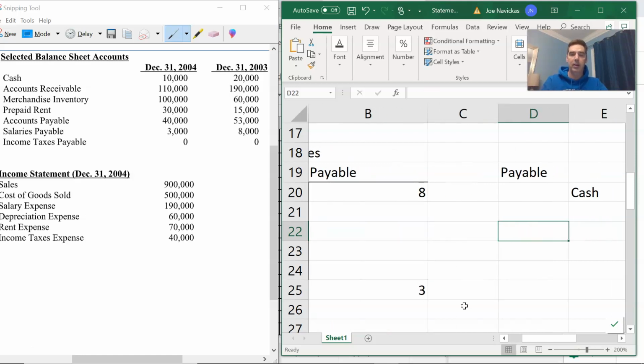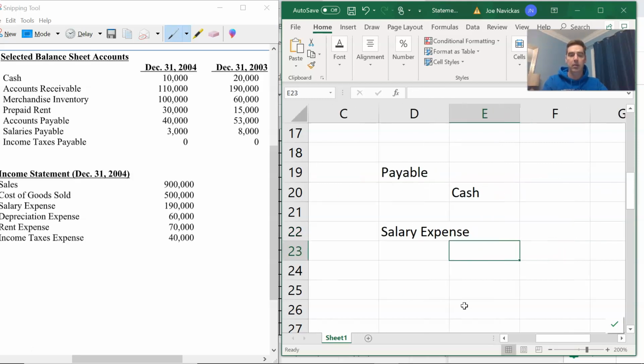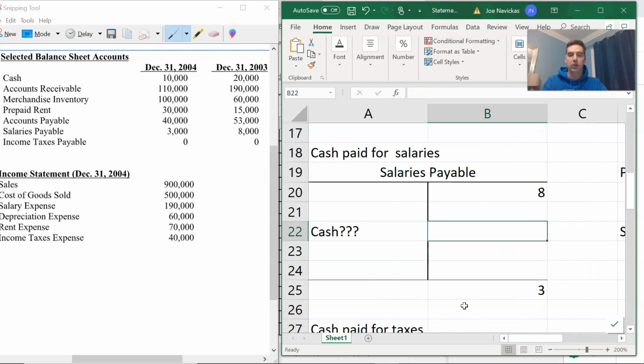And what makes the payable go up? From the income statement, we have the good old entry: accrued wages but not yet paid, debit salary expense, and the payable is going to get credited, so the expense number is going to get plugged in here. So I'm going to go to the income statement, and it looks like the salary expense is 190. So I'm going to plug 190 in here.